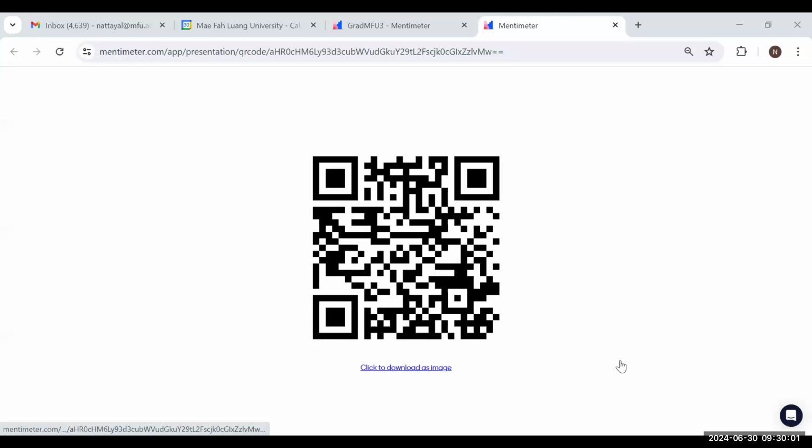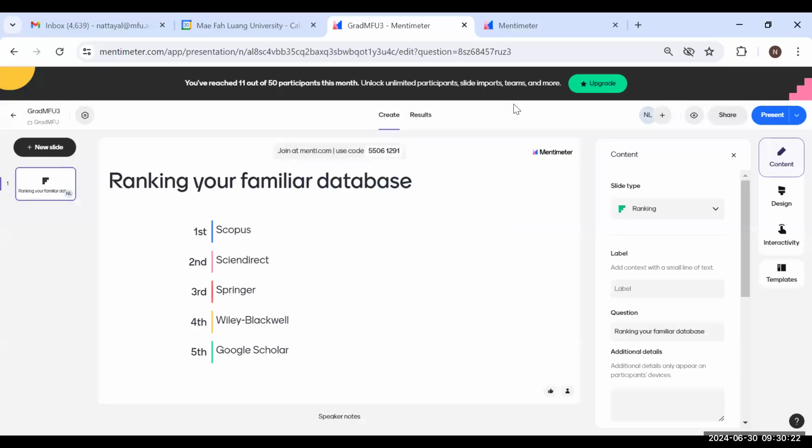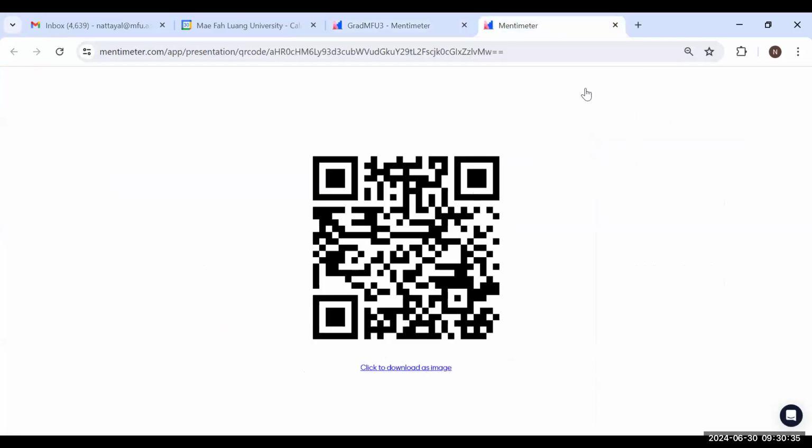Okay, would you please share this QR code? Asking, please rank your family and database from this QR code.